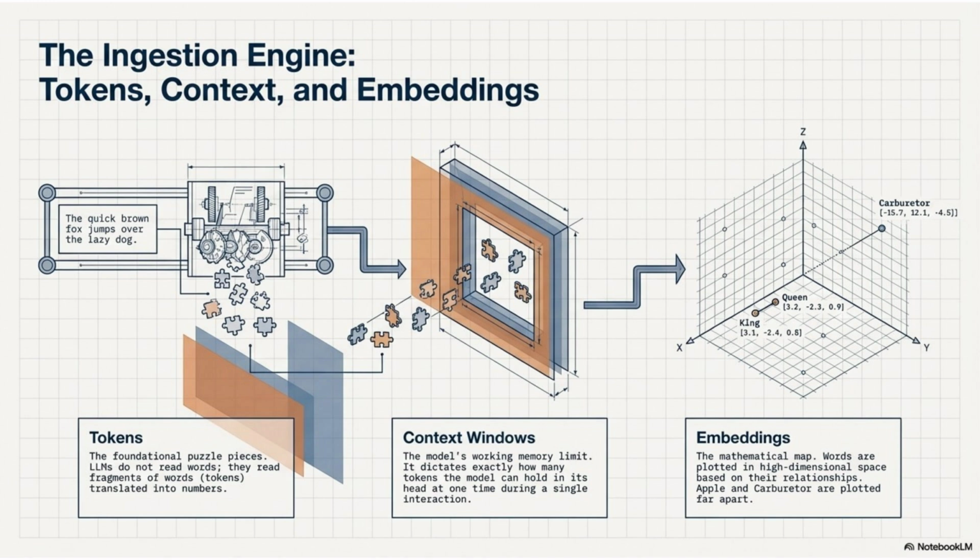And embeddings are the mathematical map. Words get plotted in high-dimensional space based on their relationships. King and queen end up close together because they share semantic meaning, while carburetor ends up far away. This is how the model understands that words have relationships and meaning. We'll do a deep technical dive into all 3 of these concepts in session 1.2.